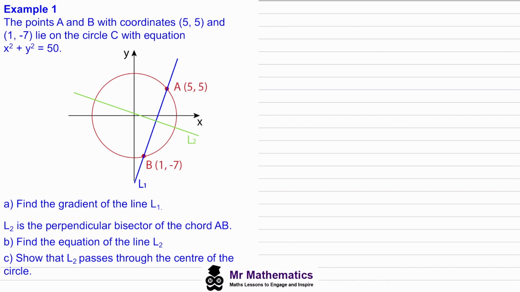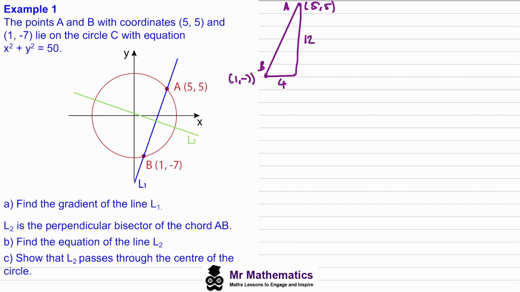To begin with, for part A, we've been asked to find the gradient of a line L1. So if we look at the line segment between A and B, and we sketch this out separately, we know that A is at point (5, 5) and B is at point (1, -7). So we can work out the gradient of this line segment by finding the change in x, which is the distance from 1 to 5, so 4, and the change in y, which is the distance between 5 and -7. So this is 12.